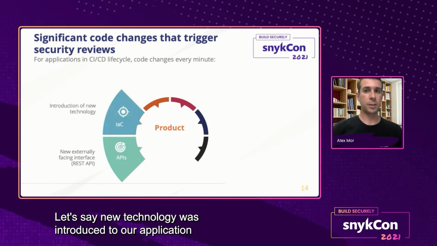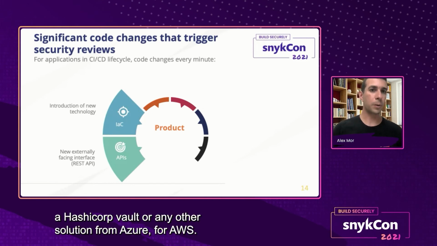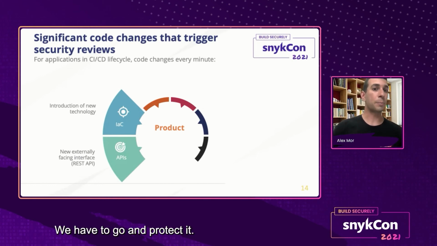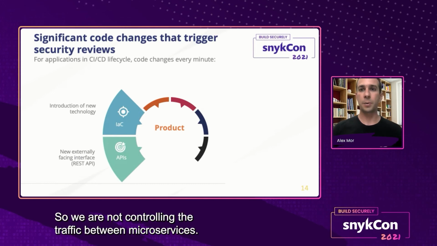Let's say new technology was introduced to our application. Let's say we moved to using Vault, right? Either HashiCorp Vault or any other solution from Azure, from AWS. So this is a new technology. We have to go and protect it. We started using a service mesh, right? So we are now controlling the traffic between microservices.